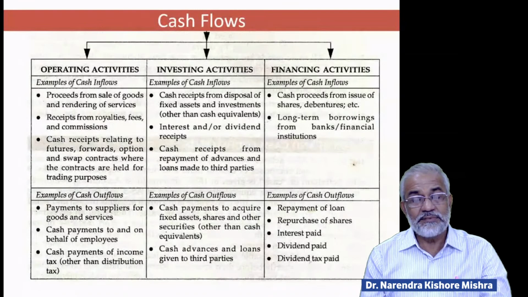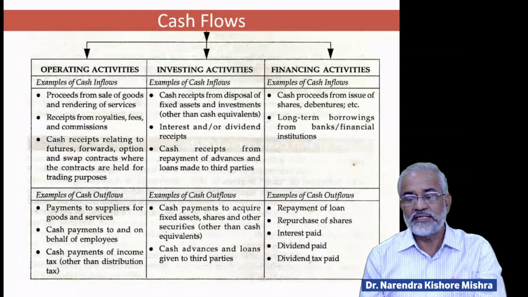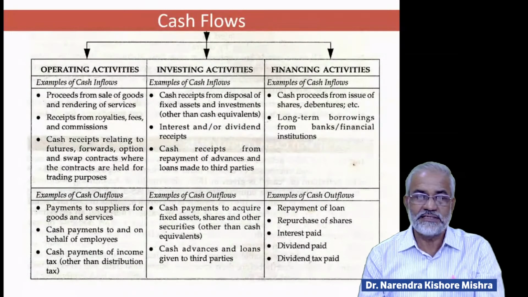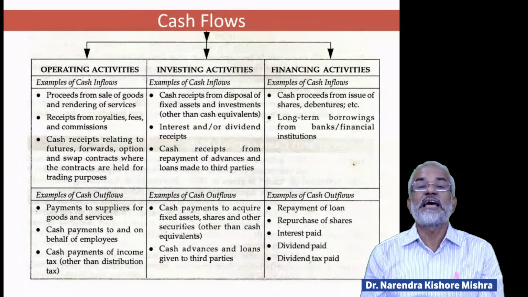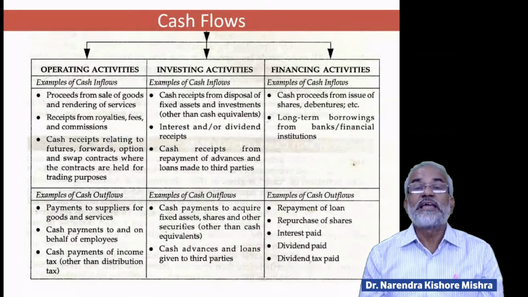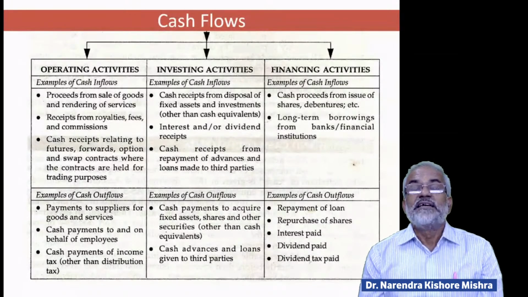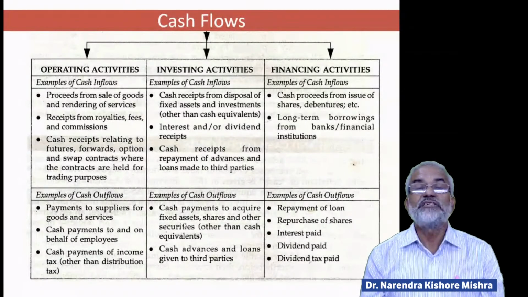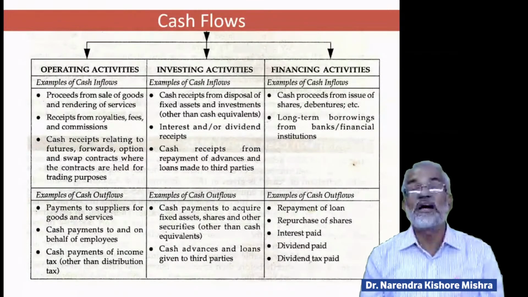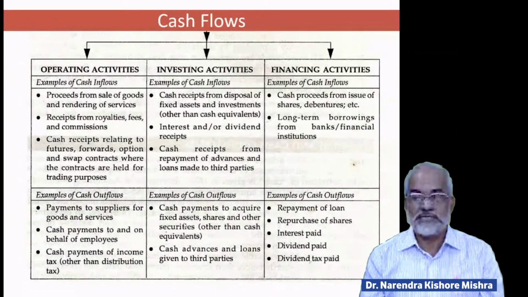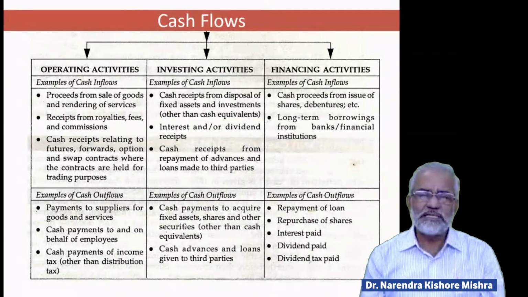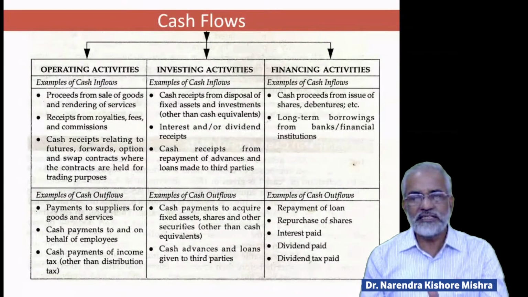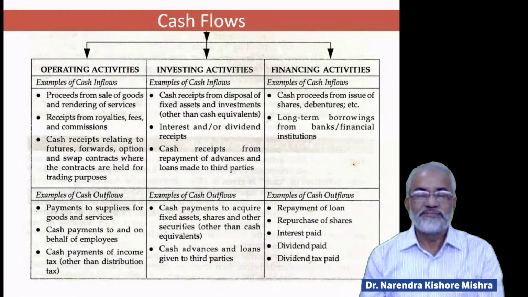This direct method and indirect method is applicable only in case of operating activities. It has no role to play in case of the other two activities, like investing activities and financing activities. When we talk about investing activities, the examples of cash inflow are cash received from disposal of fixed assets and investments other than cash equivalents. Fixed assets means your block assets, and investment means the long-term investments. The short-term investments are not treated here; they will come under cash equivalents.